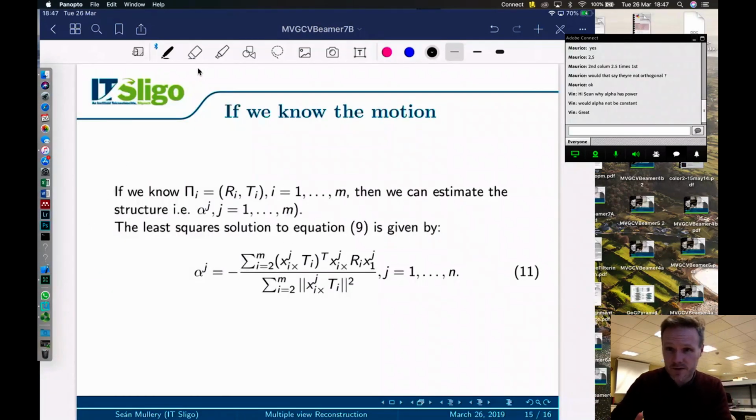If we know the motion instead, so we know something about the rotation and translation, we can figure out our alpha value in each case by a least squares method, and we've given the formula for it there. You can see here we sum over the values 2 up to m, because we're already using the first one, so we already know that one. There's no rotation and translation for it. So if we know the rotation and translation, we just sum over those and divide by this, and that will give us a least squares solution for the alpha value. From there we can figure out how far it is from the camera, so we can figure out the 3D reconstruction.